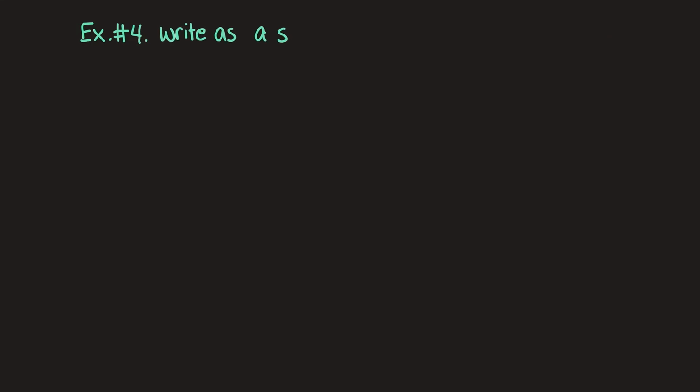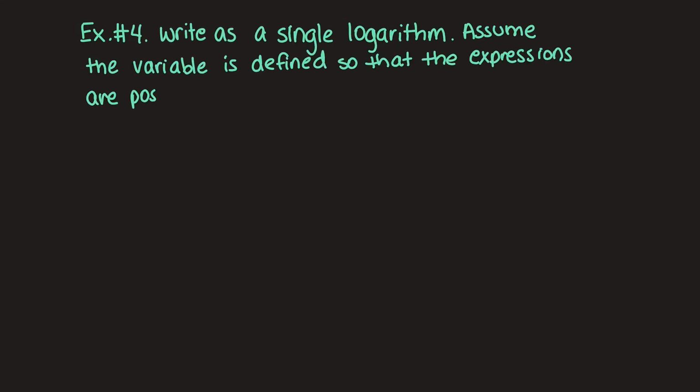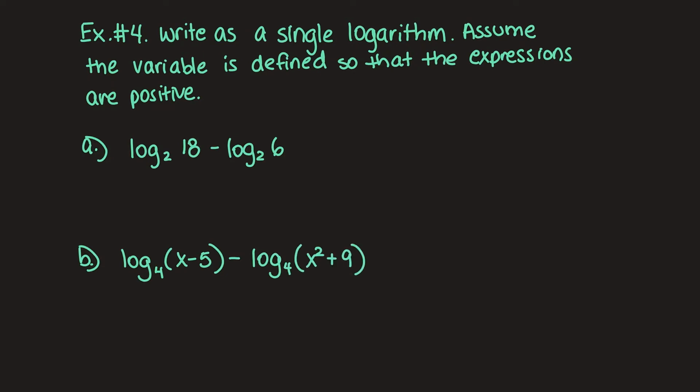We can also write a difference of logarithms back to a single logarithm using the quotient rule in reverse. So for example 4, we want to write each logarithmic expression as a single logarithm. We will be using the quotient rule in reverse to condense the logs. We can rewrite log base 2 of 18 minus log base 2 of 6 as log base 2 of 18 over 6, which then simplifies to log base 2 of 3. And the same follows for the next example. We can condense the expression to a single log as log base 4 of x minus 5 over x squared plus 9.